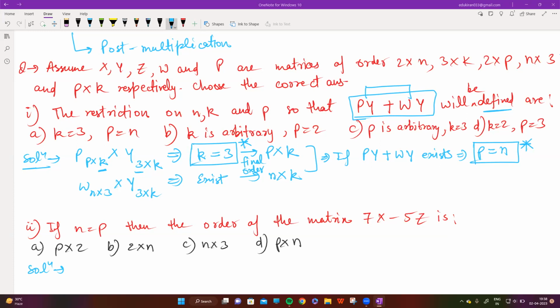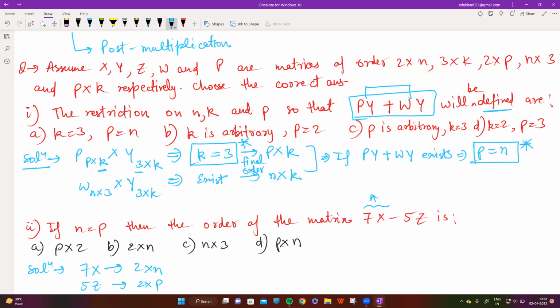Okay, what is the order for 7x? Whatever is the order for x, which is 2 cross n. So 7x has an order 2 cross n. Then 5z has an order, whatever is the order of z, which is 2 cross p.